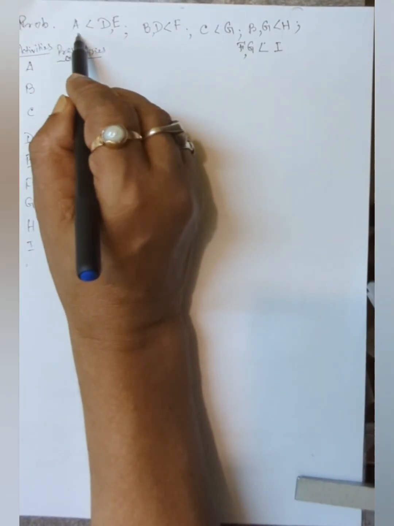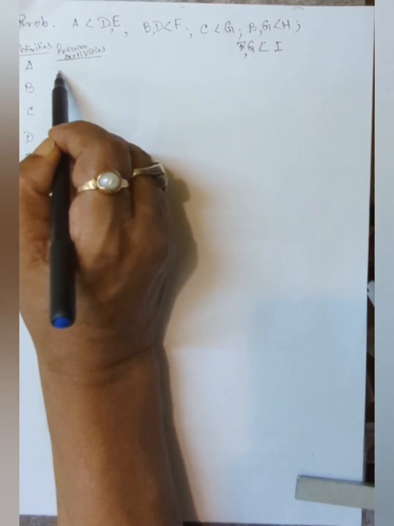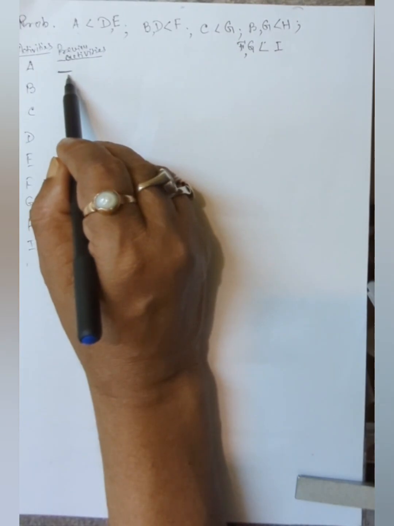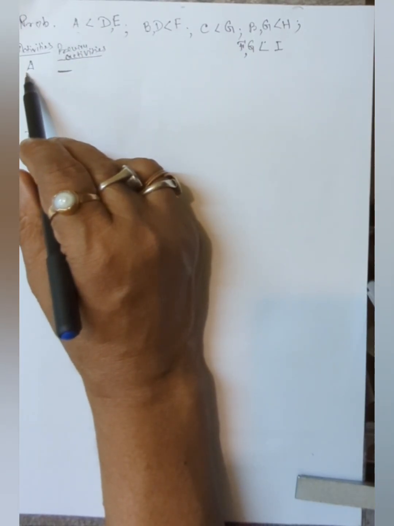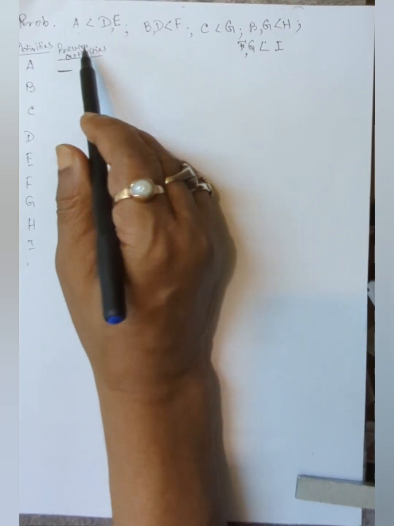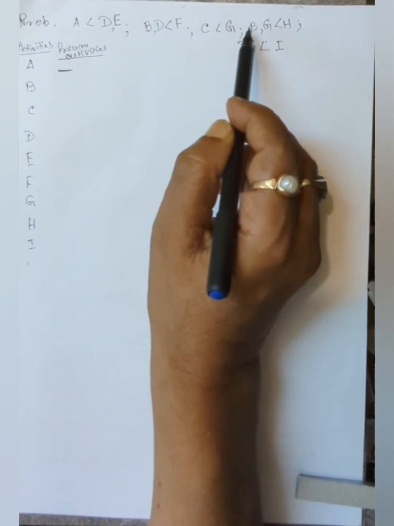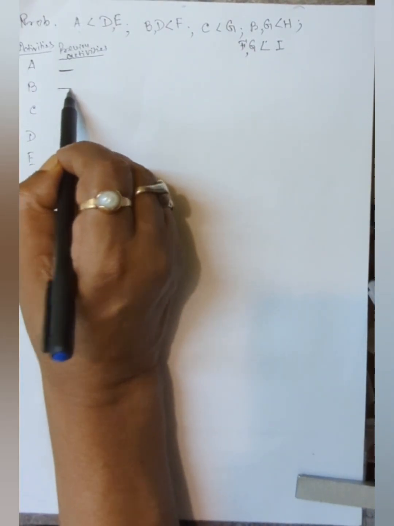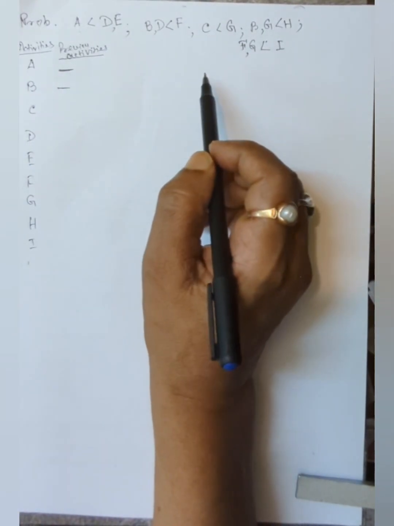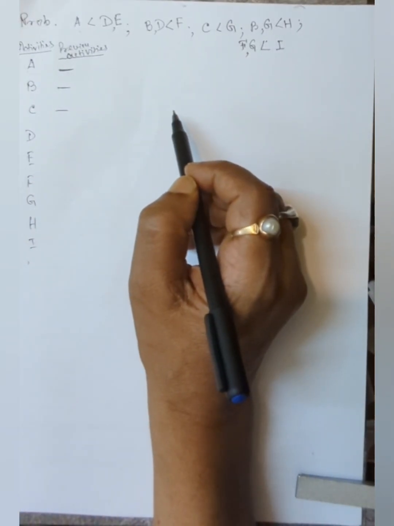For A, what are the previous activities? Is there any previous activity for A? No. Previous activities means you have to complete these activities, only then you can start this activity. But for A, there are no previous activities. Now check for B. Is there any previous activity? B, on the left side, there is also no previous activity. And C also has no previous activities.